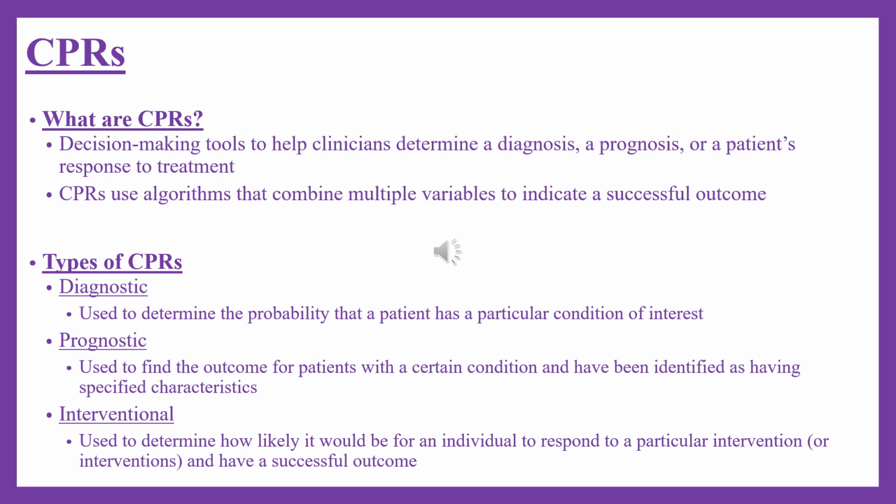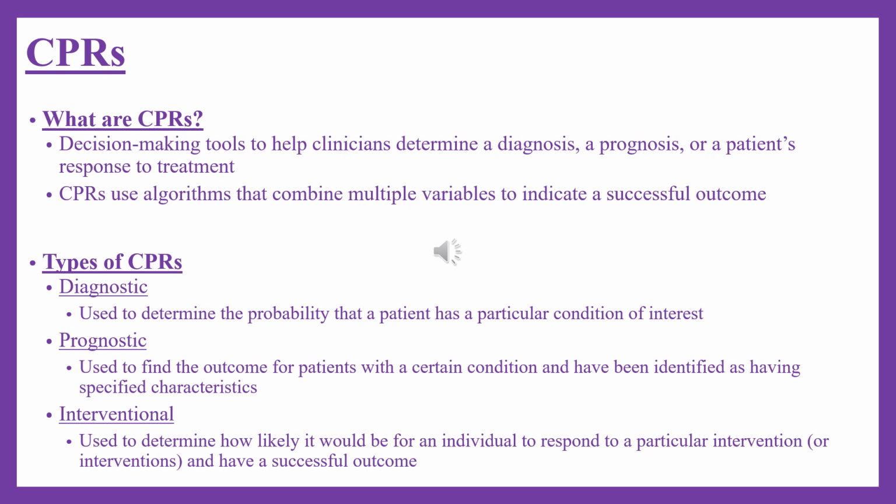Lastly is interventional CPRs. So how likely would it be for an individual to respond to a particular intervention or interventions and have a successful outcome? So what is the likelihood that they are going to have a successful outcome based on the interventions that are used? This is something used in things like cancer treatment all the time. For example, a female with breast cancer who's between the ages of 40 and 45 may be just as likely to benefit from chemotherapy as an intervention as a female with breast cancer who's between the ages of 50 and 60 years old.